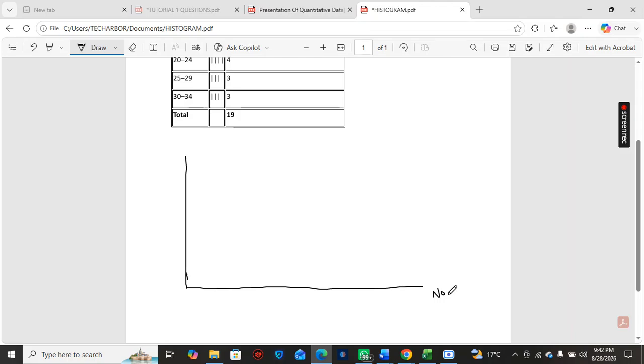Number of items, because in this question we just said items. We never specified what items. So here, number of items on the x-axis, and the frequency on the y-axis. Here we start from 10 to 14.